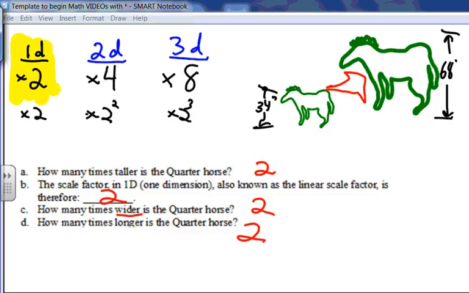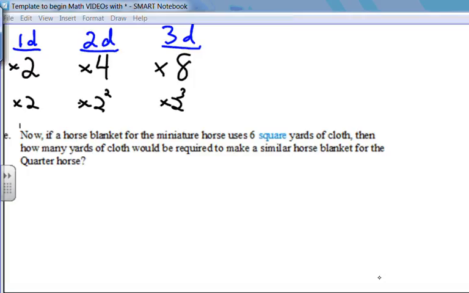Everything that's measured in 1 dimension will be 2 times greater in the American Quarter Horse. The length of its nose, 2 times greater. The distance between its eyes, 2 times greater, etc.